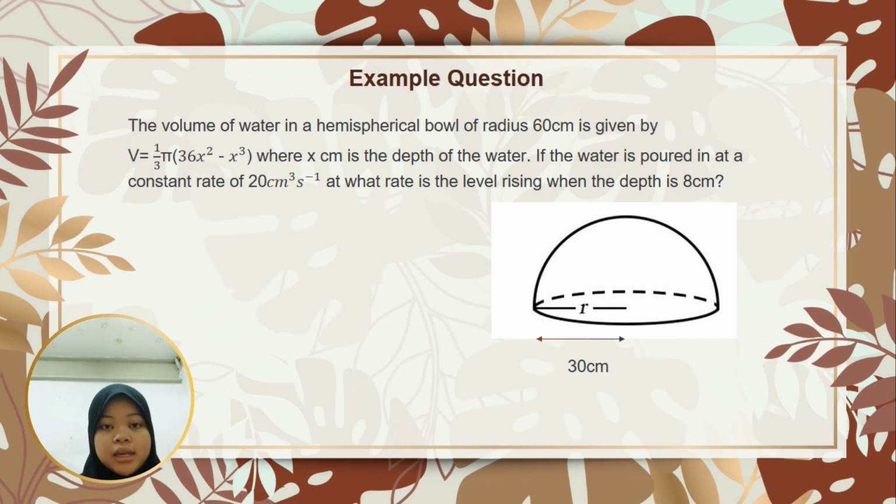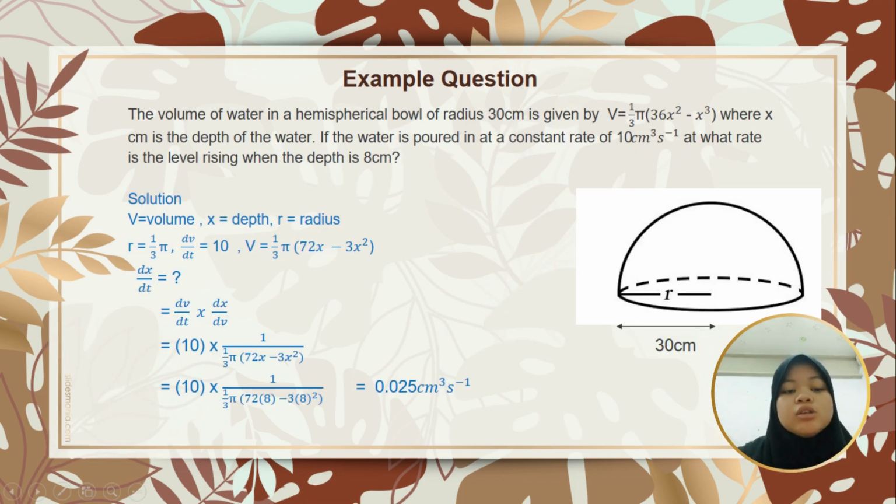Here I have an example question. It says the volume of water in a hemispherical bowl of radius 60 centimeters is given by V equals 1 over 3 pi (36x squared minus x cubed), where x cm is the depth of the water. If the water is poured in at a constant rate of 20 cm, at what rate is the level rising when the depth is 8 centimeters? The necessary solution is to first take out all the info you need and figure out which info goes where so you can answer the question more easily.